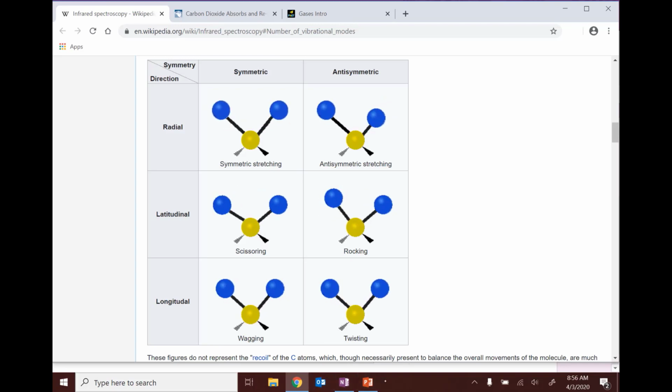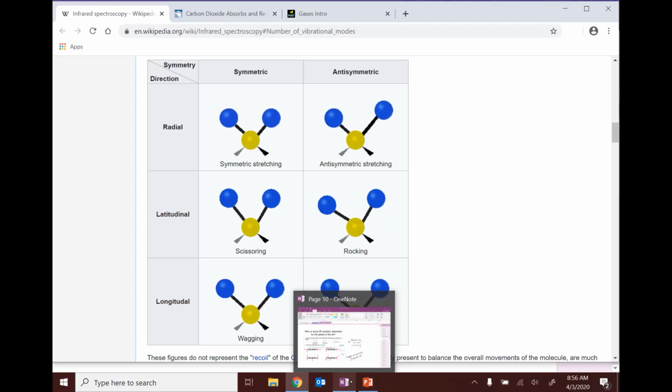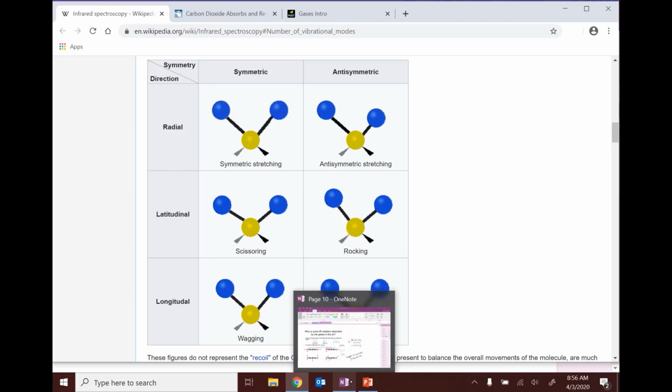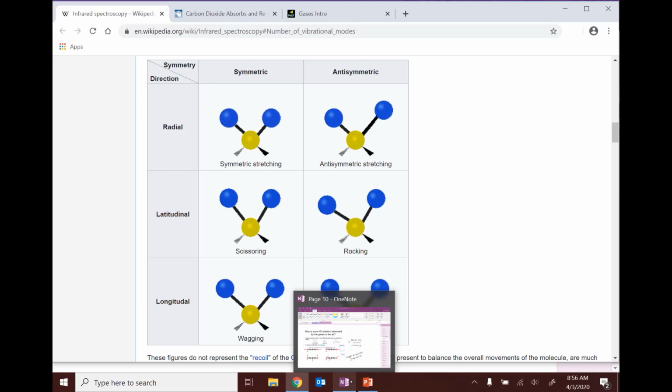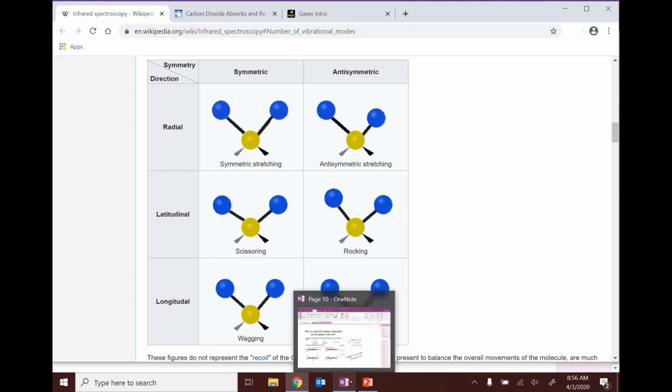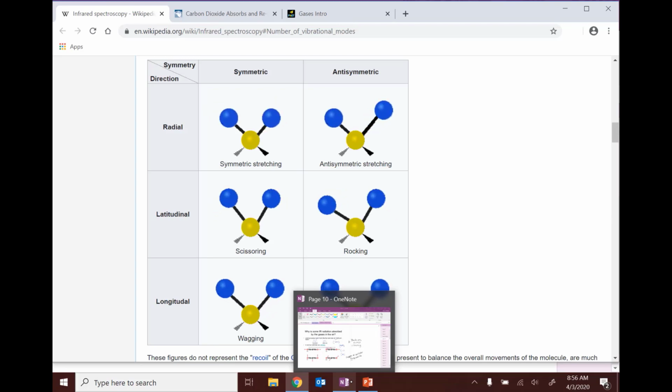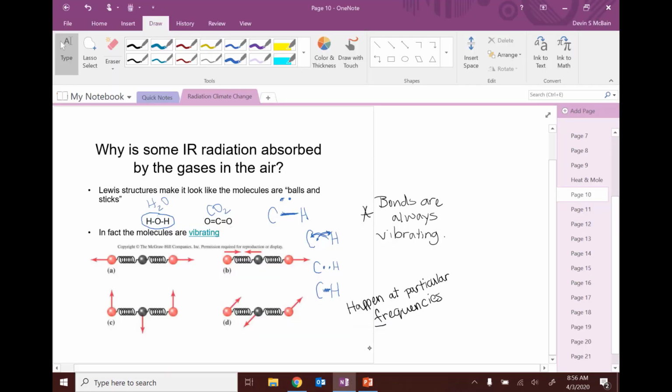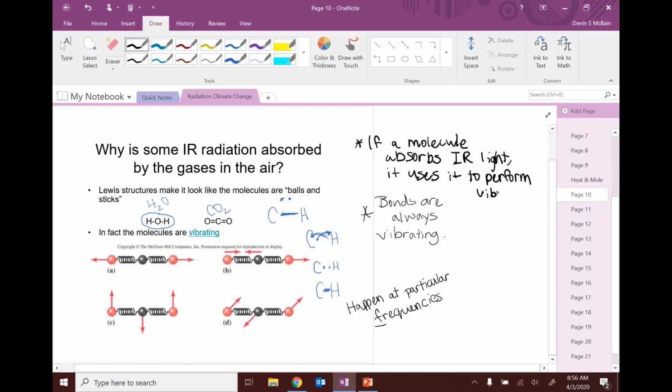And so this is important because if you have a molecule that absorbs infrared light, what it does with that light is that it uses it to perform a vibration. So let's make a little note of that. If a molecule absorbs infrared light, it uses it to perform a vibration. And not just any vibration. Let's get more particular about this, okay?